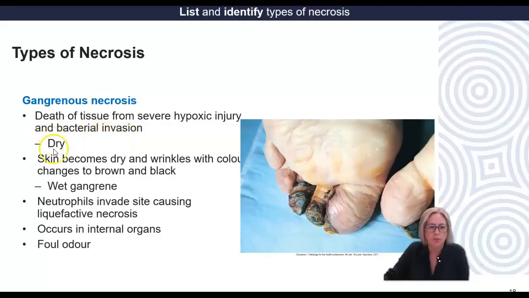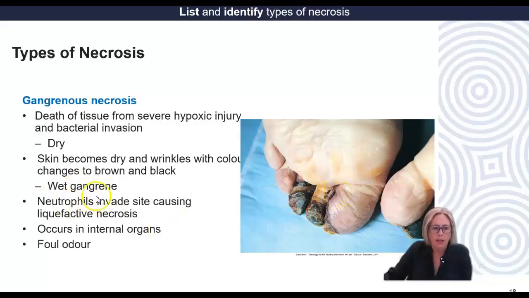There are two types, dry and wet gangrene. And here on the right, what you're looking at is dry gangrene, which is often the result of blockages in arteries supplying the lower leg, and then invasion of bacteria. And what you can see here is the skin becoming very dry and wrinkly, and the color obviously is changing very clearly there from brown to black.